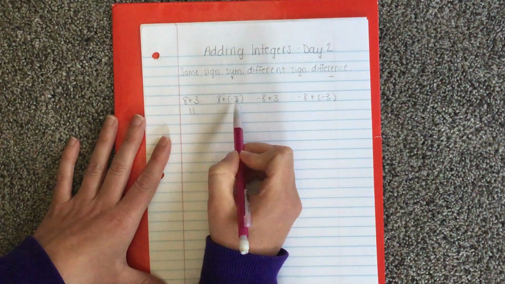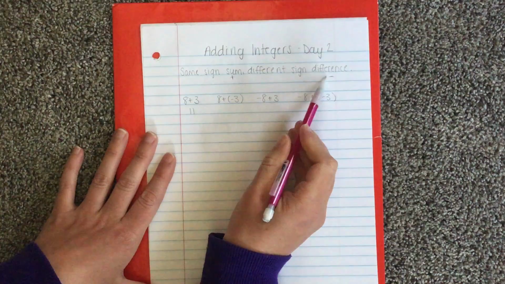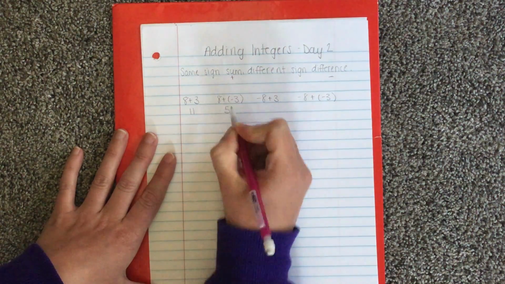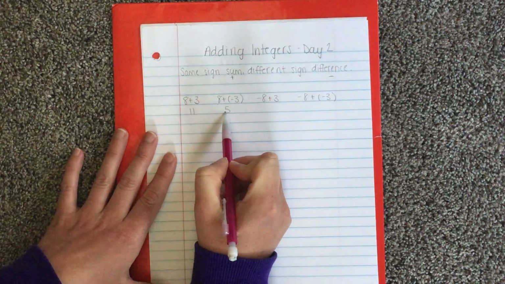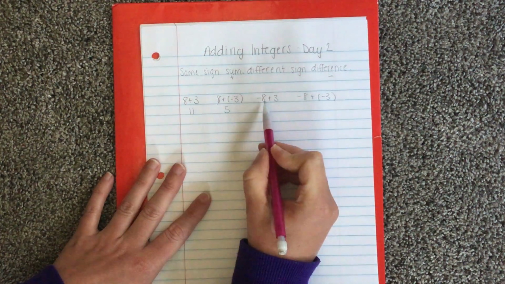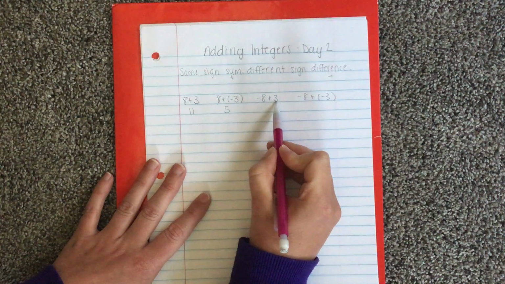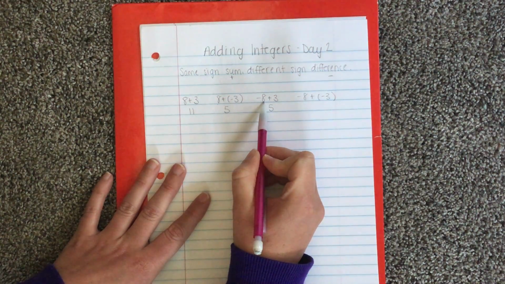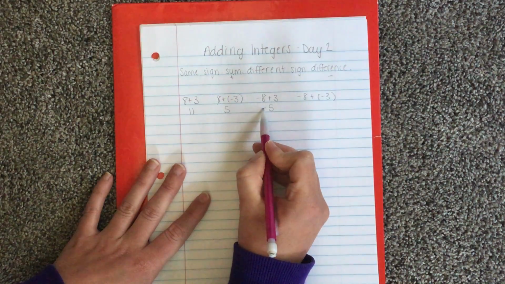Here I have a positive and a negative. Because I have different signs, I'm subtracting. 8 minus 3 is 5. The bigger number is positive, so my answer is positive. Again, I have different signs. I have a negative and a positive, so I'm subtracting. The bigger number after taking the absolute value is negative, so my answer is negative.